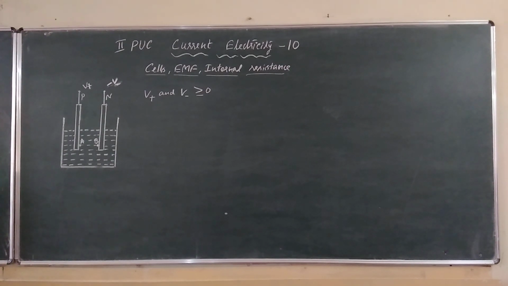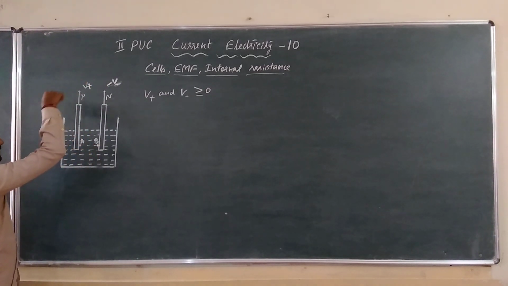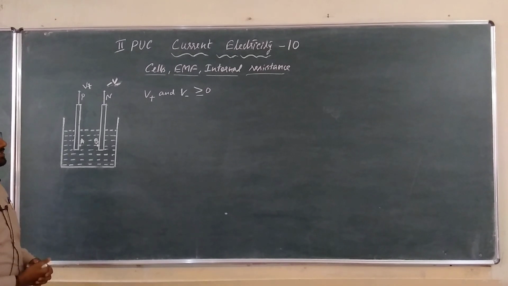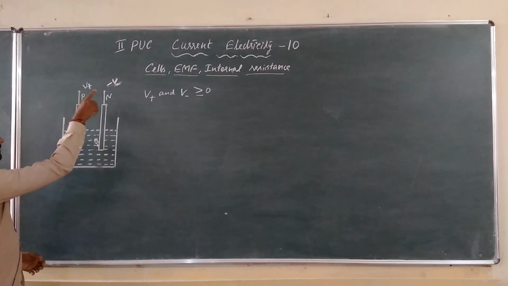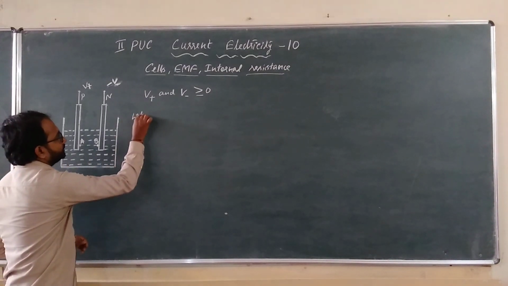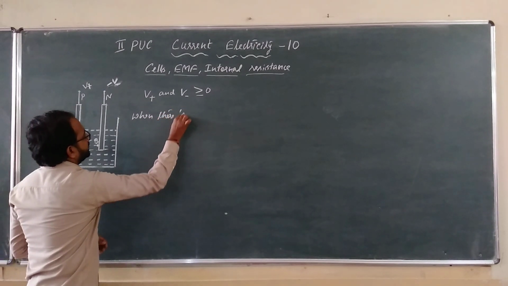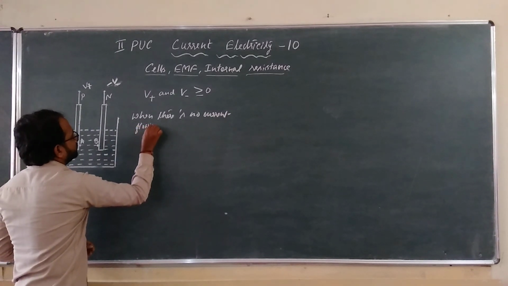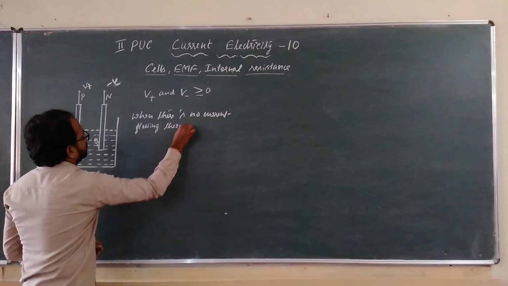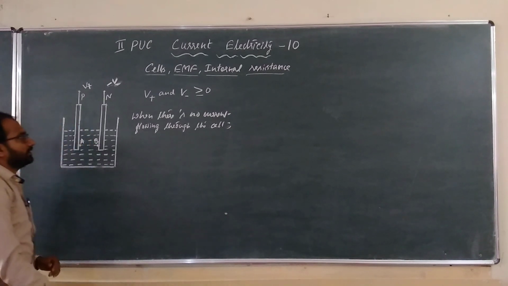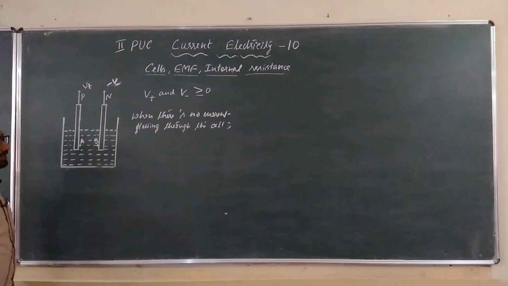Now, when the current is not flowing through the cell, that means the two electrodes are not connected to some external circuit or some resistor, there is no current flowing through the cell.